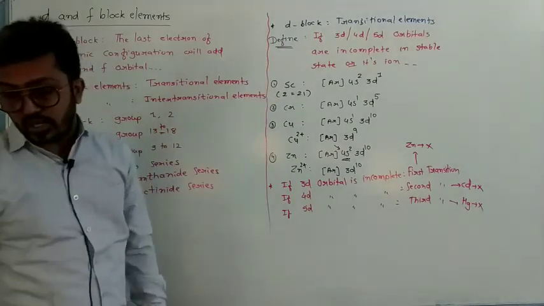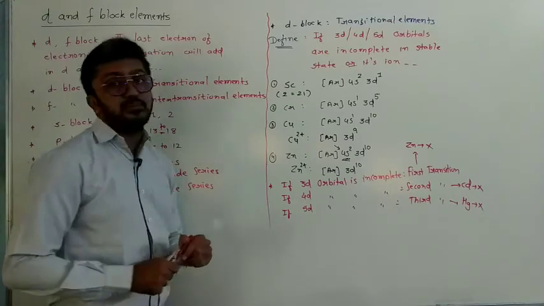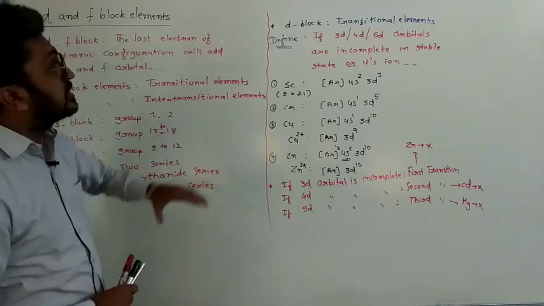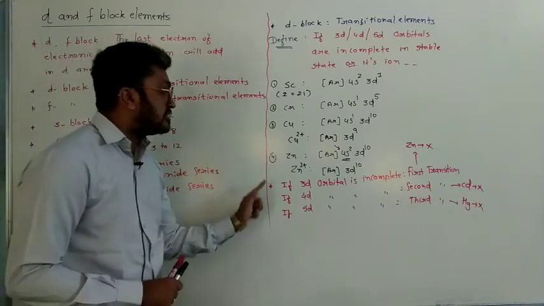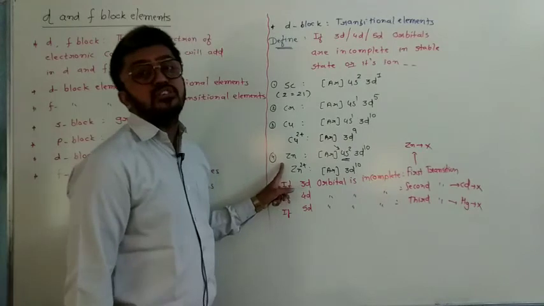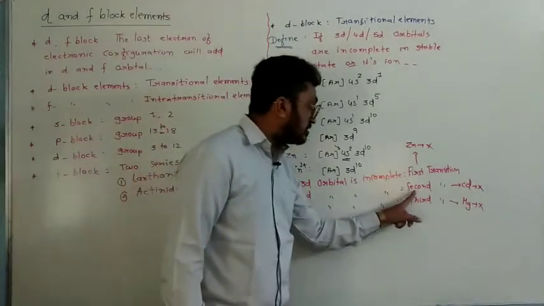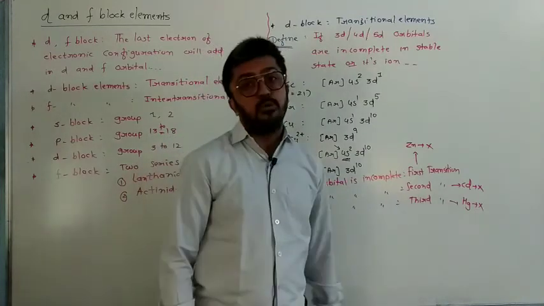So if 3d, 4d or 5d orbitals are incomplete in the stable state or its ion, then it is known as a transitional element. In the first transition series, zinc is not a transitional element. In the second transitional series, cadmium is not a transitional element, and in the third, mercury is not.